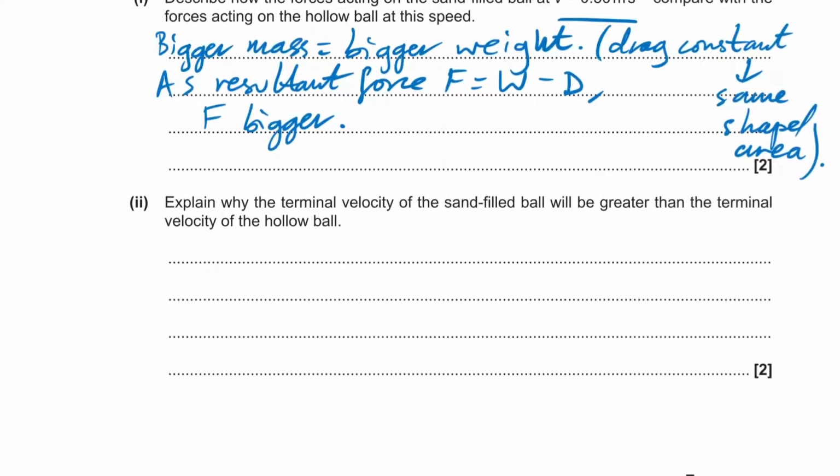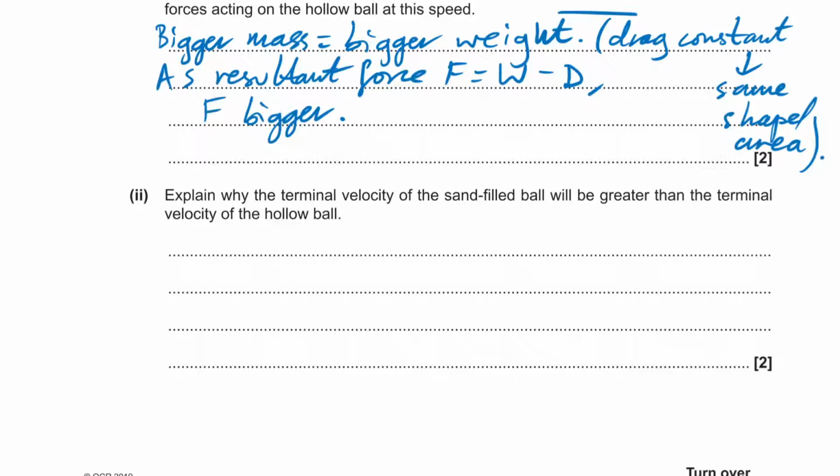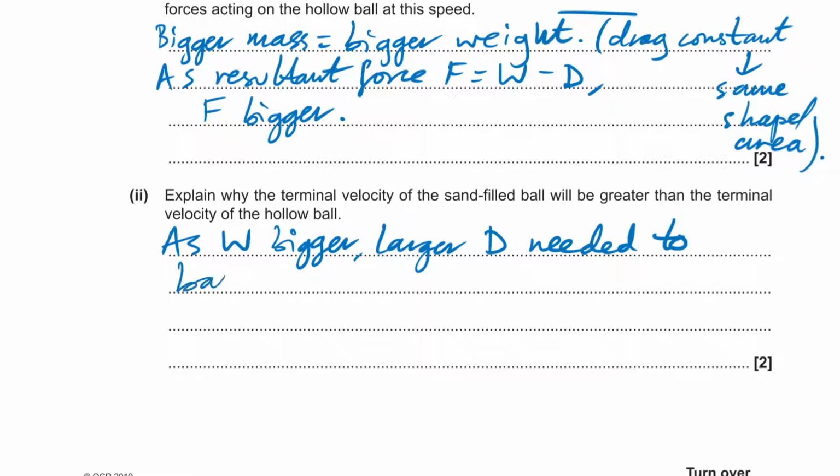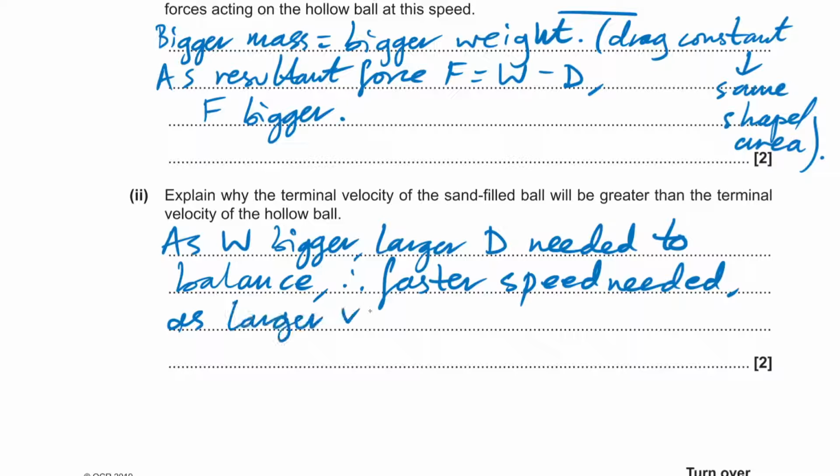Explain why the terminal velocity of the sand will be greater than the terminal velocity of the hollow ball. It's all because as weight is bigger, larger drag force needed to balance. Therefore, faster speed needed as larger v results in a larger drag force. There we go. Fairly easy.